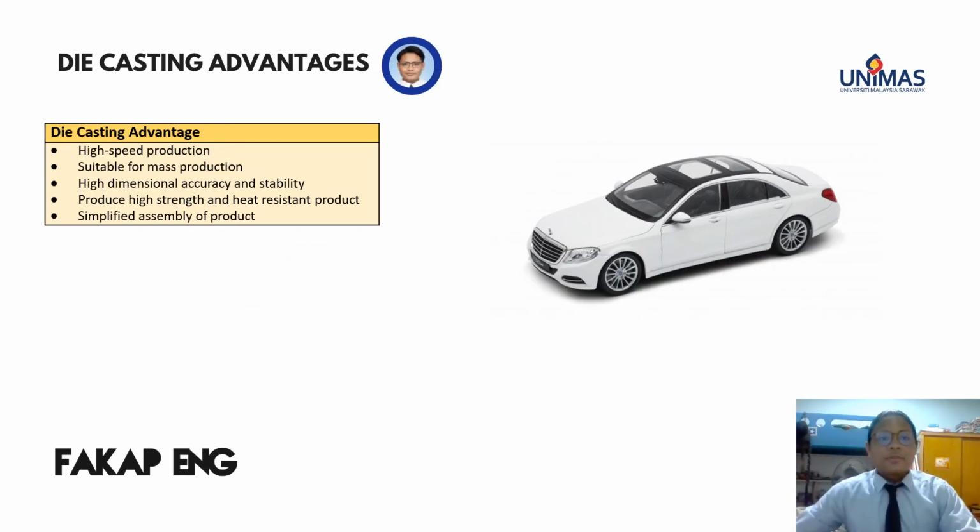So the first manufacturing process is die casting. The advantage of die casting is its high-speed production. It is suitable for mass production, has high dimensional accuracy and stability, produces high strength and heat resistant product, and it allows for simplified assembly of product.